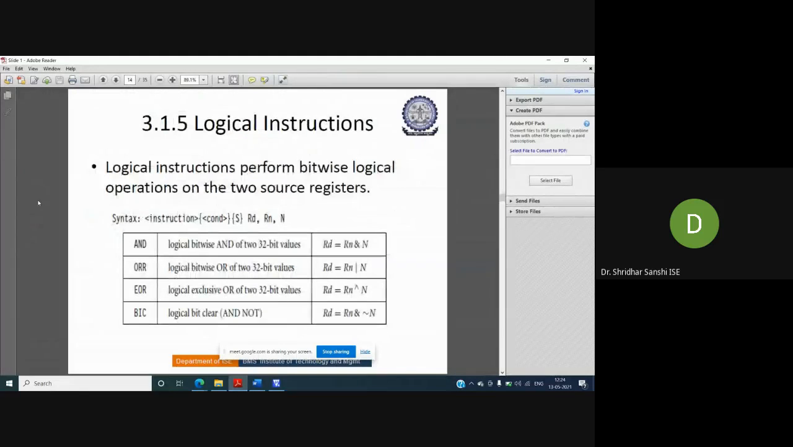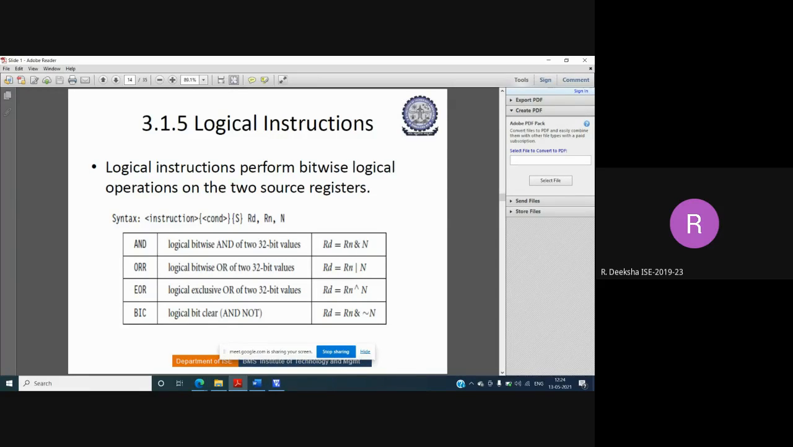The next instructions are logical instructions. We already know these: AND, OR, exclusive OR, and logical bit clear. These are the instructions supported by ARM. AND is nothing but the bitwise AND operation. What is the AND operation? You know the truth table, right? What is AND?